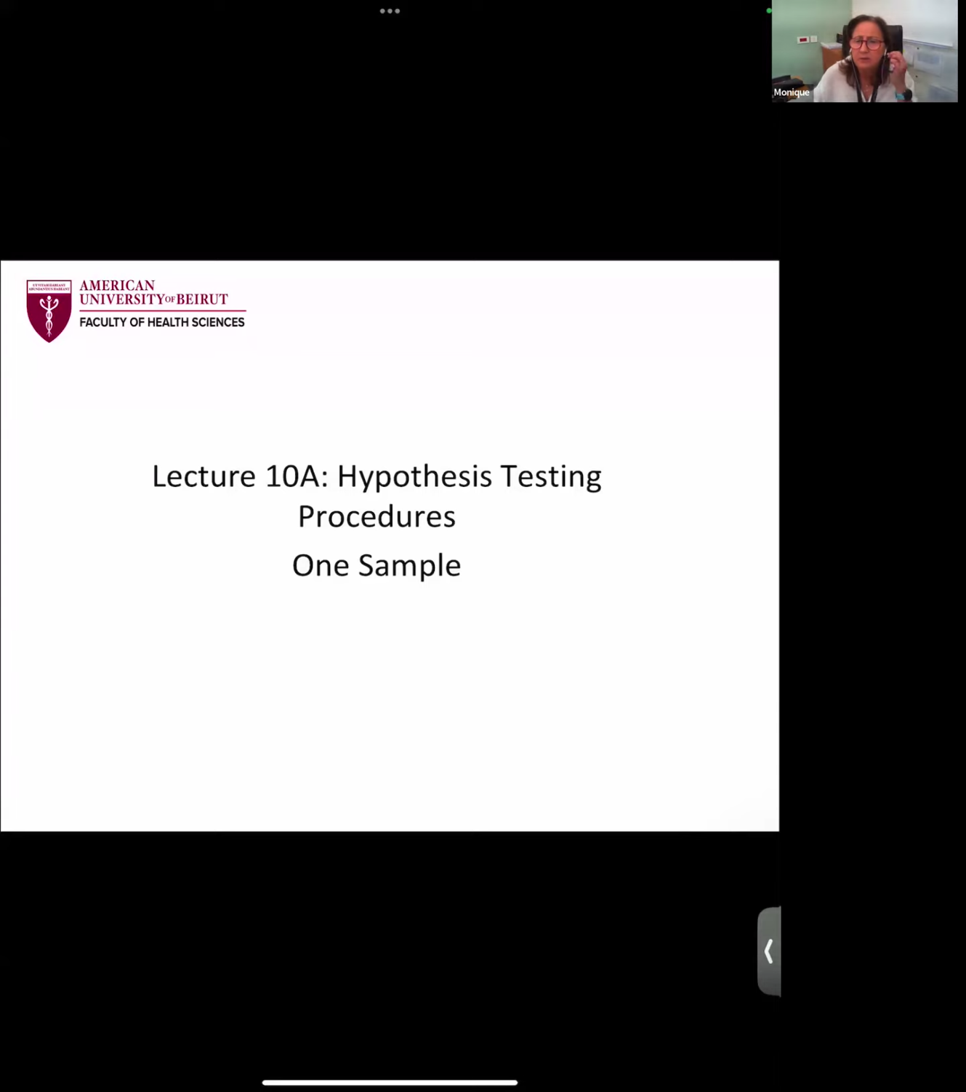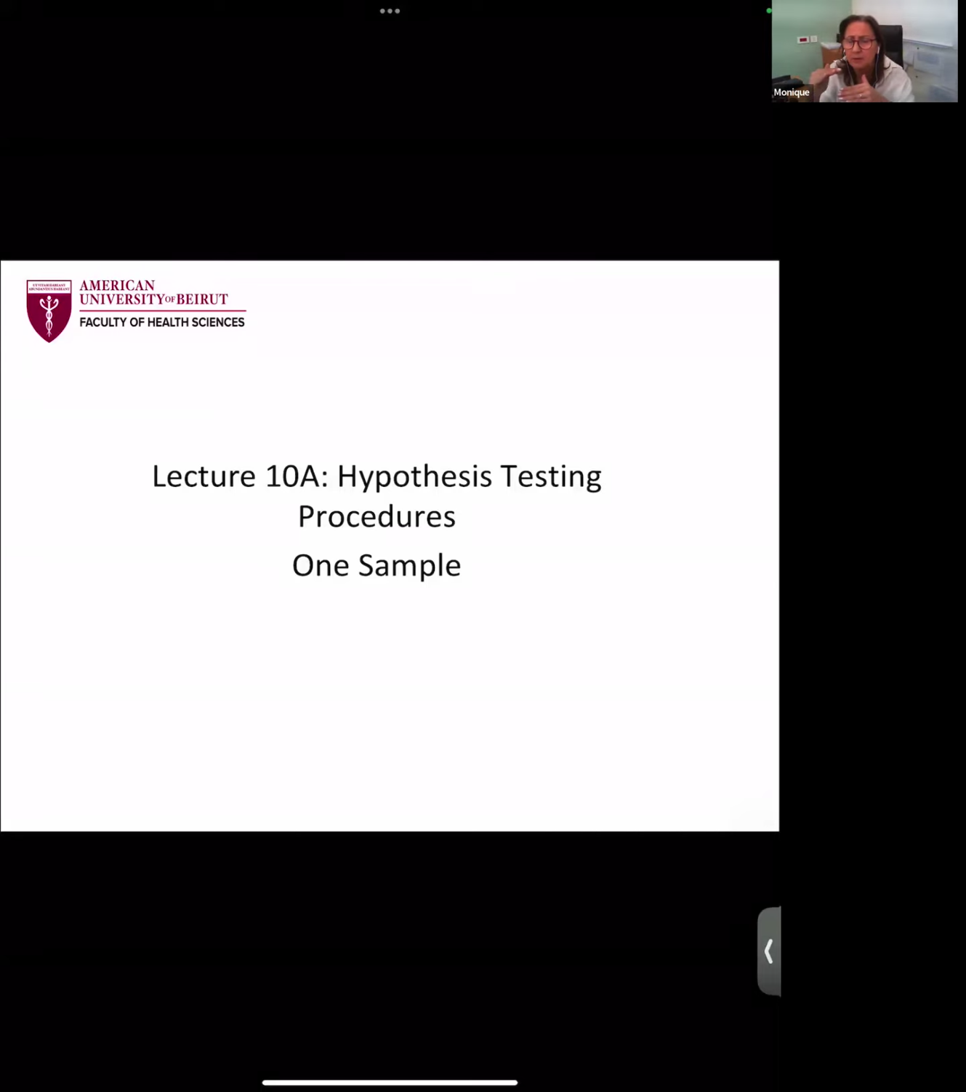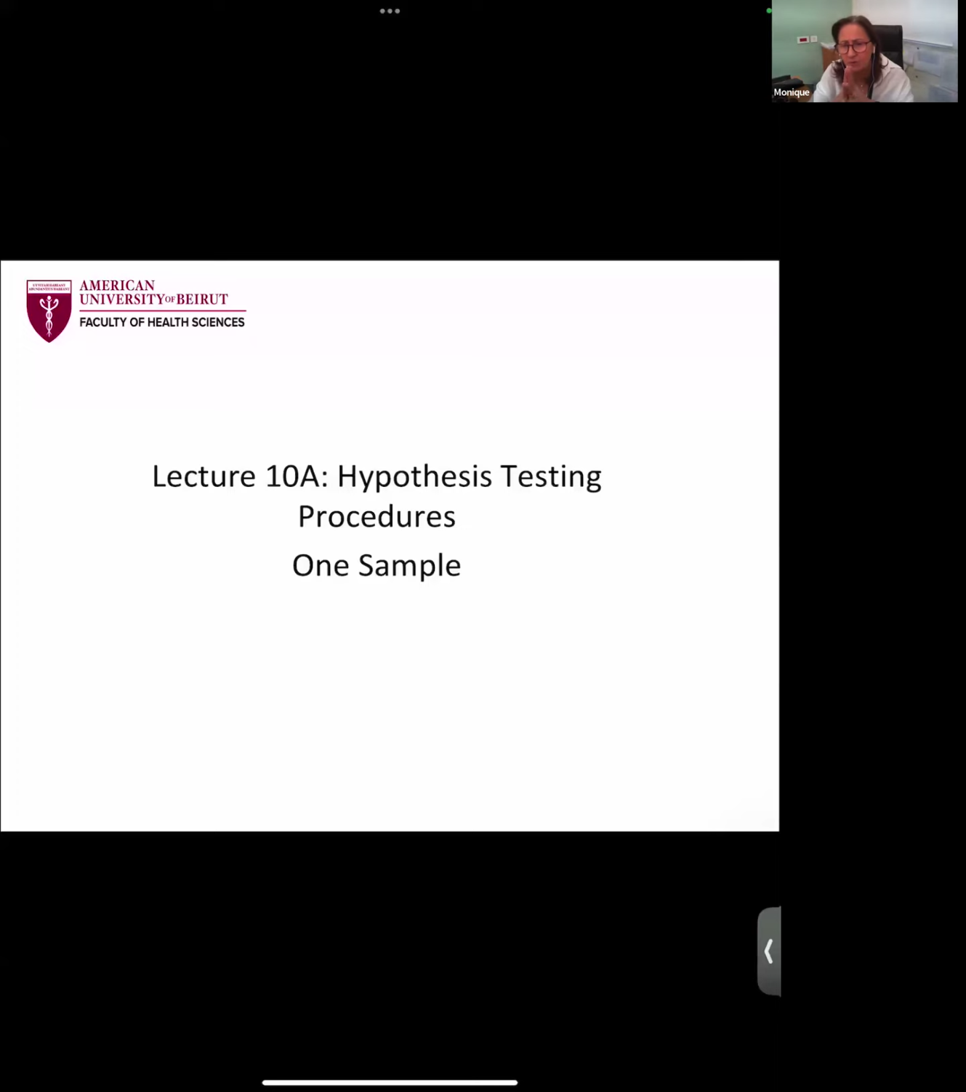Okay, so today we're starting a new concept, which is hypothesis testing. So for the coming 3 lectures, we're going to address hypothesis testing, and that lecture is divided into 3 parts. The first part, we're going to test hypothesis about 1 sample, and then 2 samples, and then look at the chi-square test and considering variables as qualitative.